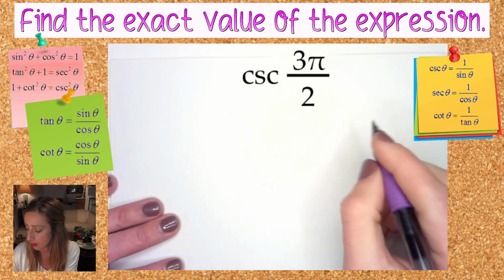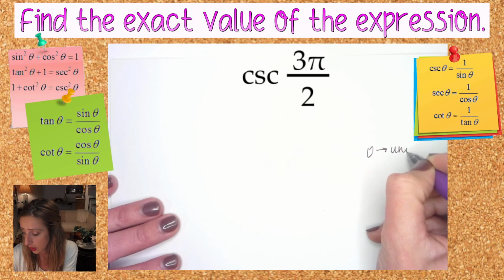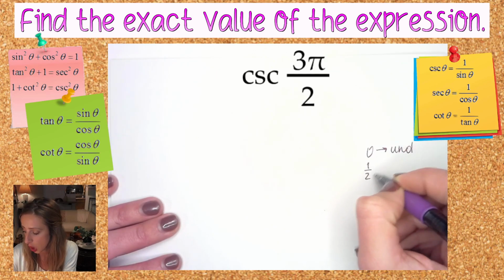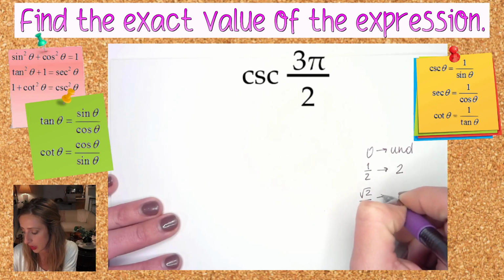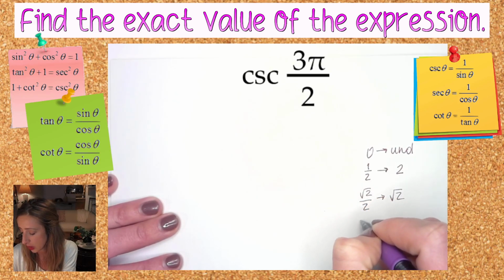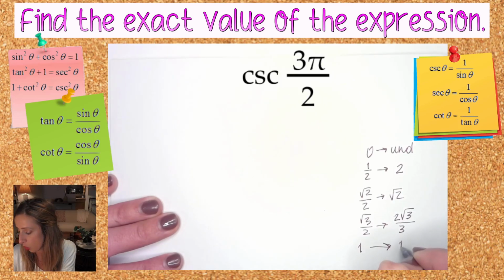You should quickly and easily be able to know that the reciprocal of 0 is undefined. The reciprocal of 1/2 is 2. The reciprocal of square root 2 over 2 is square root of 2. The reciprocal of root 3 over 2 is the most annoying looking one, and that is 2 root 3 over 3. And the reciprocal of 1 is 1.